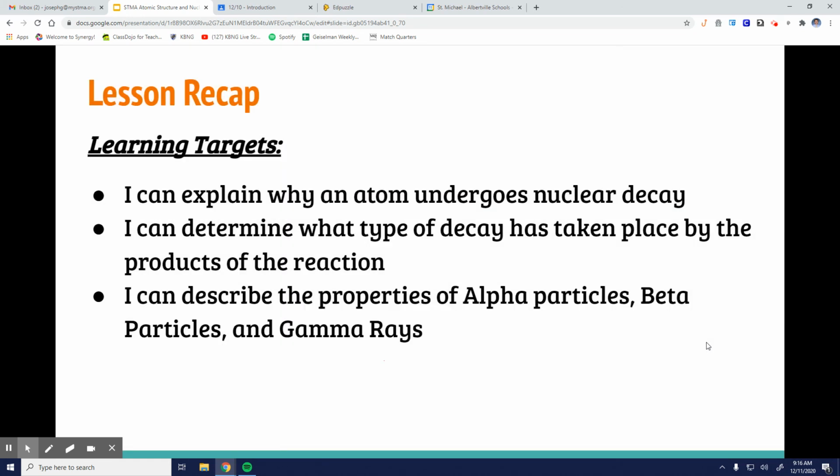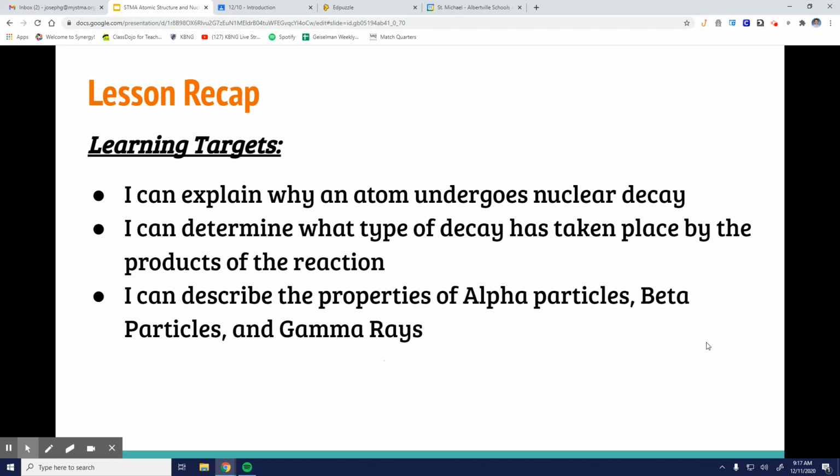So after this lesson, you should be able to explain why an atom undergoes nuclear decay, because it has just a little too much energy or it's unstable. You now can determine what decay is taking place by the products and reactants, whether it's a gamma ray, an alpha particle, or a beta particle being released. And then you can describe the properties of an alpha particle, beta particle, and a gamma ray, knowing that alpha particles are positive with a +2 charge. They're just like a helium atom without any electrons, and they don't do a lot of damage to living things.